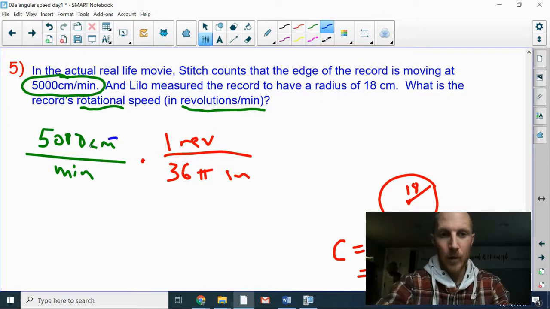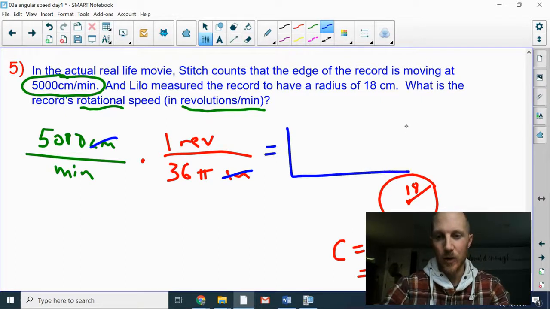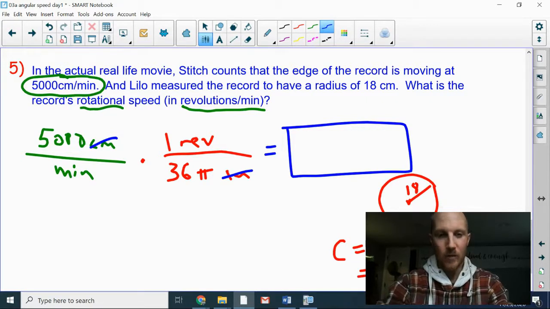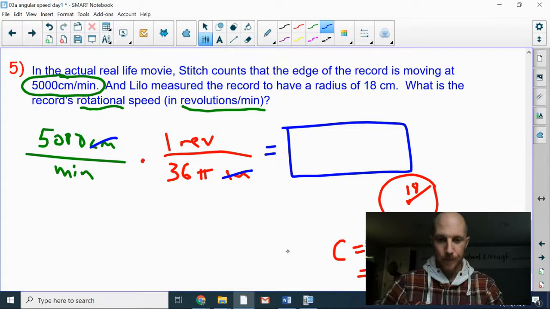Okay, so the green centimeters in the numerator and the red centimeters in the denominator, those are going to cancel each other. The only units that remain at this point are revolutions on the top and minutes on the bottom. That is what the directions asked me for. So I've matched what the directions asked. I got the right conversion factors. I got them in there correctly. Everything is good. So I just need to multiply, or I guess in this case, I actually divide 5,000 divided by 36 pi.